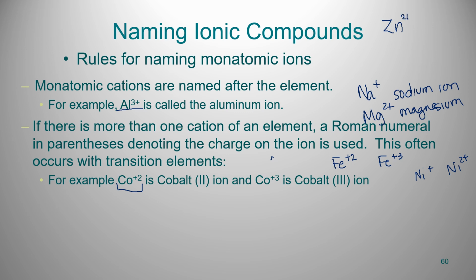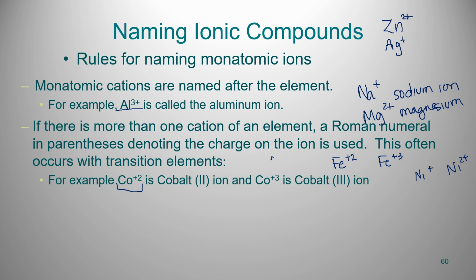Zinc is always a +2, so a lot of times you won't get the Roman numeral. Even though it's a transition metal, you won't get the Roman numeral because there's only one ion. Silver is always a +1, so often you won't get the Roman numeral. If here at the very beginning, if it's in the transition metals, I will put the Roman numeral, even though it's technically not correct. So I'll help you with that.